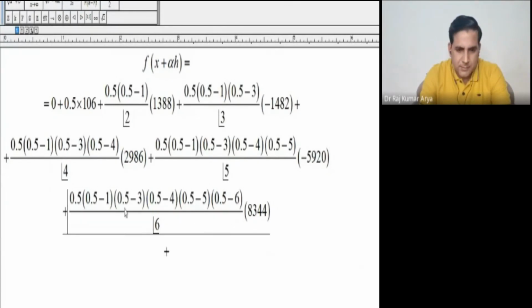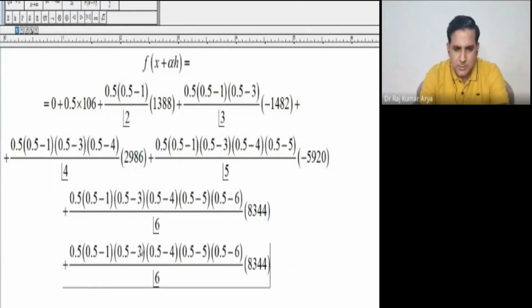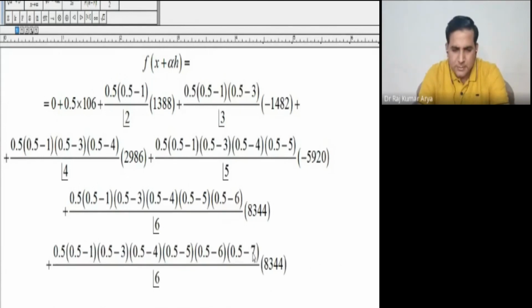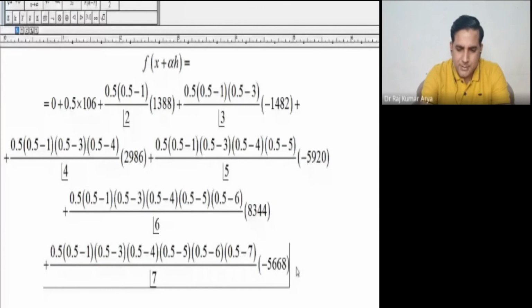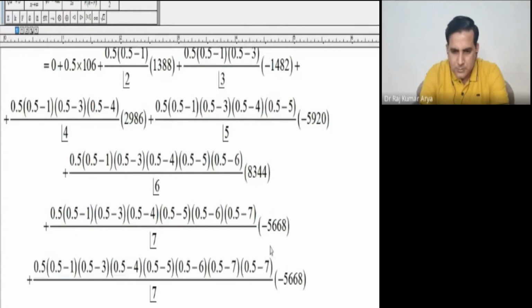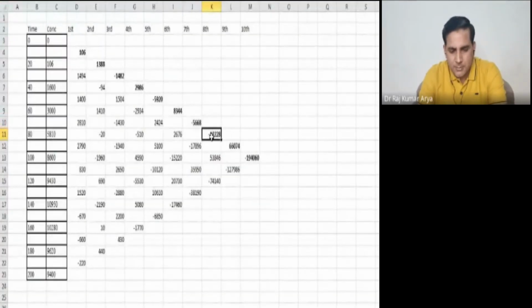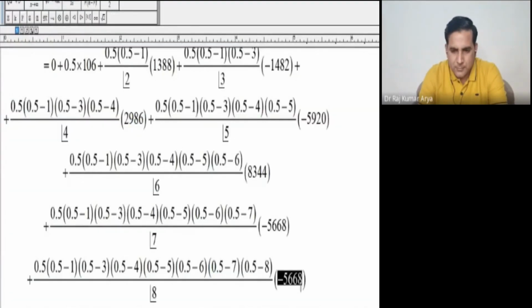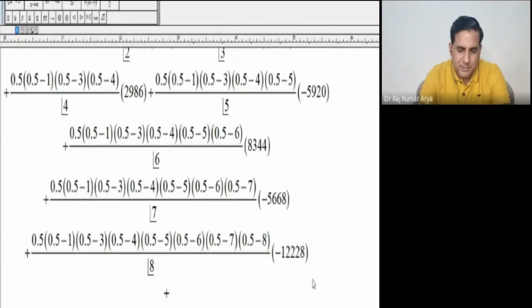Then you have the seventh difference point in this one. Then the eighth difference point, and the eighth difference you have this value. Then you have the ninth difference.